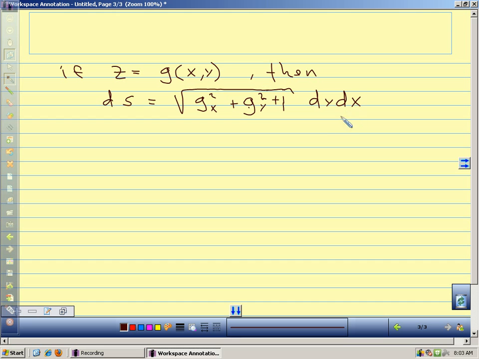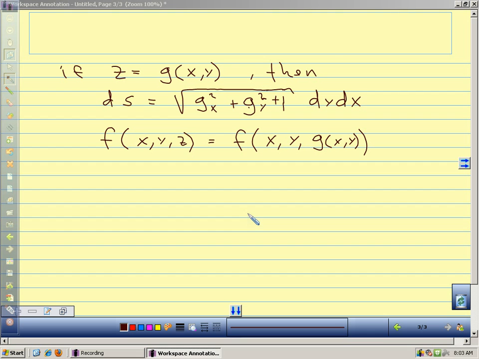And this is our region in the xy plane. And we can say that f of x, y, z, our function that we're evaluating our surface integral over, is f of x, y, and g of x, y. So we substitute in our function for z into our function that we're interested in evaluating our surface integral over. So this is how we would set our integral up if we have z as a function of x and y.